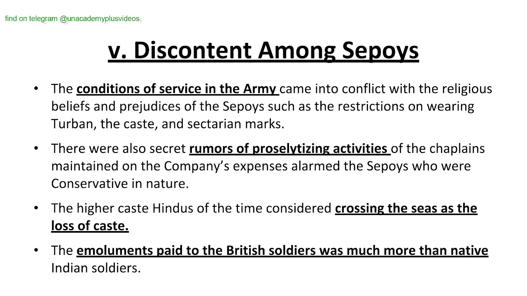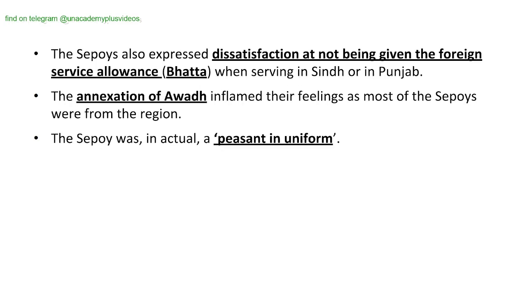The higher caste Hindus of the time considered crossing the seas as the loss of caste. The emoluments paid to the British soldiers were much more than those of the native Indian soldiers. The sepoys also expressed dissatisfaction at not being given the foreign service allowance, bhatta, when serving in Sindh or in Punjab.